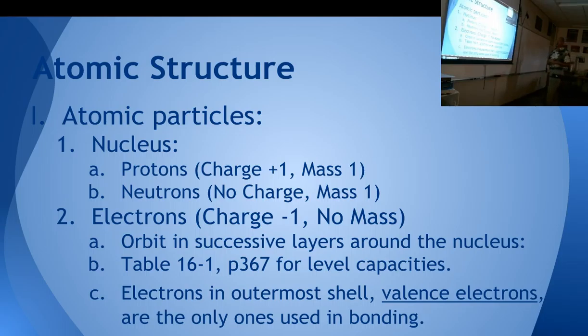And then an electron, these orbit the outside layers of the atom, and they orbit in successive layers around the nucleus. They do not have mass to speak of. I mean, they do have a little bit of mass, but it's so small that we ignore it. It's itsy bitsy teeny tiny. Doesn't matter. You know, when you fly on an airplane, they need to know how heavy the thing is so they can get in the air.